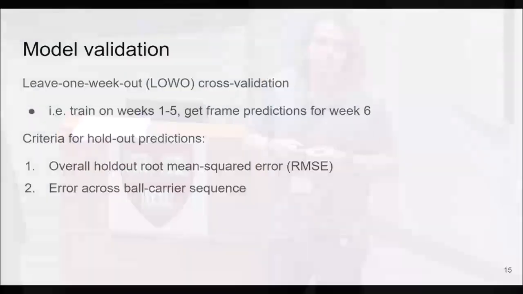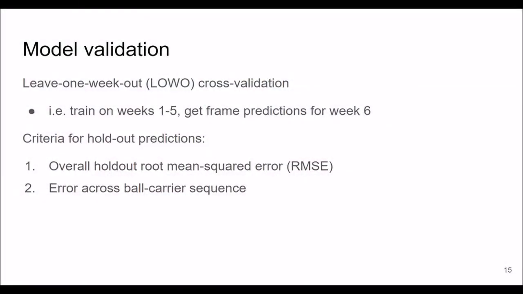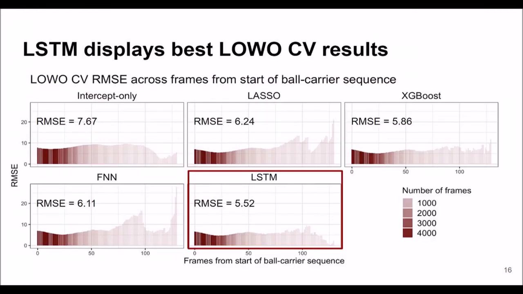To compare these, we take a leave-one-week-out cross-validation approach. So every single frame of our data set is held out and gets a predicted value. This gives us a good way of assessing out-of-sample performance. We're interested both in the overall error, and we also don't want to see any bias over the course of the run. I don't want great predictions at the end of the run but really bad ones at the beginning. I want good predictions throughout the entire sequence of a ball carry. So that's what these figures are showing here.